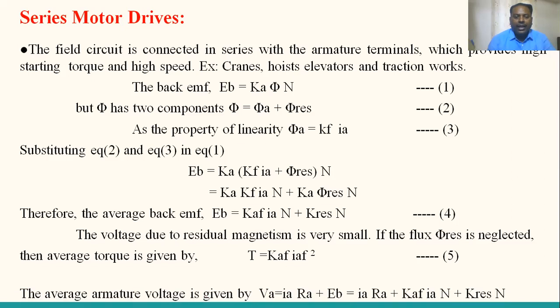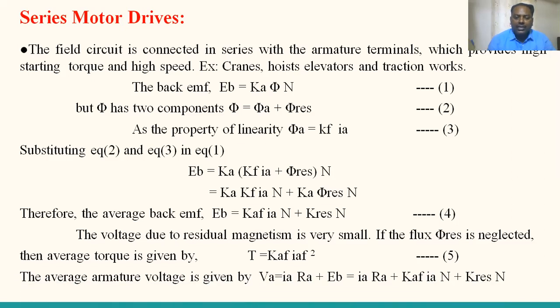And the average armature terminal voltage is given by VA is equal to IA RA plus EB. So instead of EB, from equation number 4, you can write it as VA is equal to IA RA. Here RA, you can always remember, is RA plus RF. So what is the EB value?